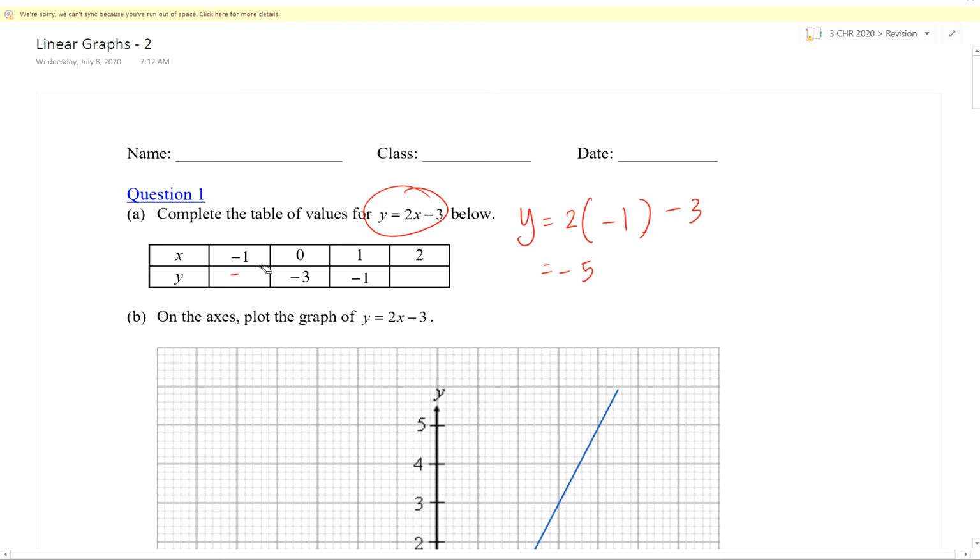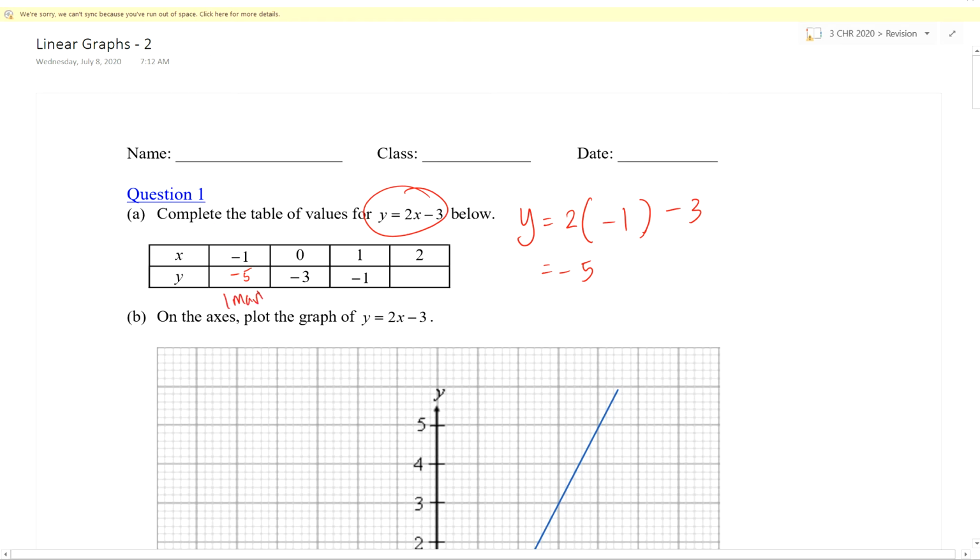So our first point over here, when x is -1, y has a value of -5. Please give yourself a tick if it is correct, and give yourself 1 mark. So at the end of this, you'll see how many marks you get. Okay, now next, there's 1 mark over here.